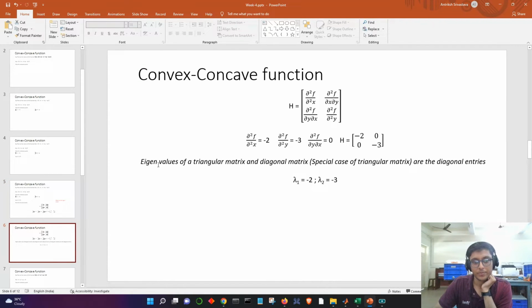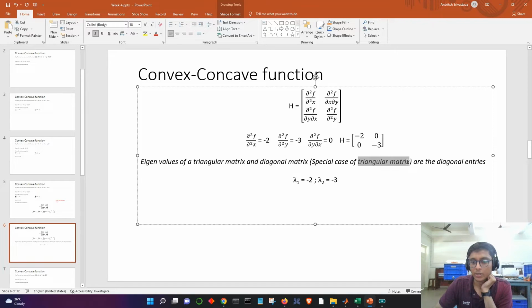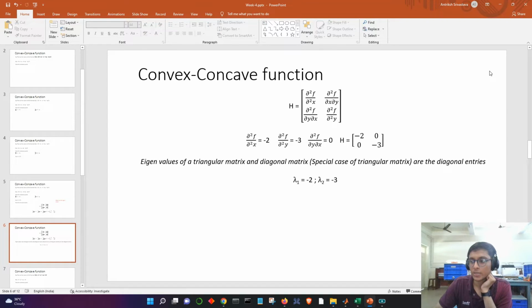But there is a trick for some types of matrices that are triangular matrices. Are you familiar with what triangular matrices are? You might have heard about upper triangular matrix and lower triangular matrix, right? So can you tell me what specifically that means, upper triangular and lower triangular?